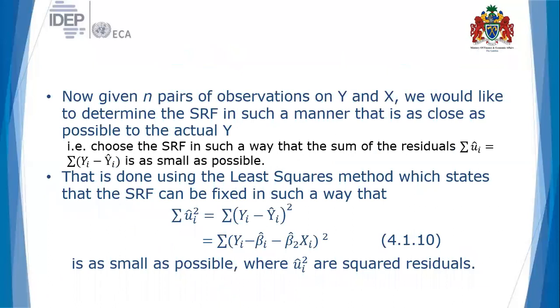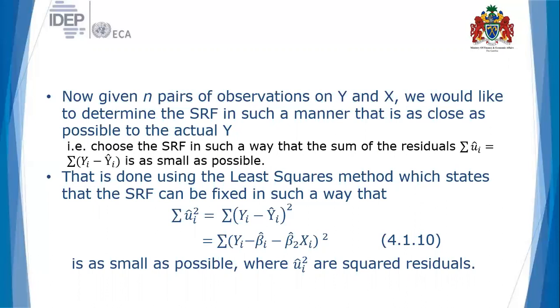Now, given n pairs of observations on y and x, we would like to determine the sample regression function in such a manner that it is as close as possible to the actual y. In other words, sample estimates must be as close as possible to the actual values of y, or population values.